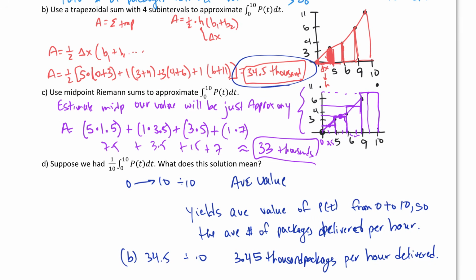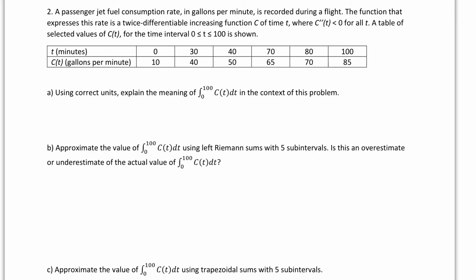Okay, let's move to the next problem. All right, here we go. Passenger jet fuel consumption rate in gallons per minute is recorded during a flight. A twice differentiable function c of time t, where c double prime of t is less than 0 for all t. So double prime less than 0, so it's concave down. A table of selected values of c of t for the time interval is shown.